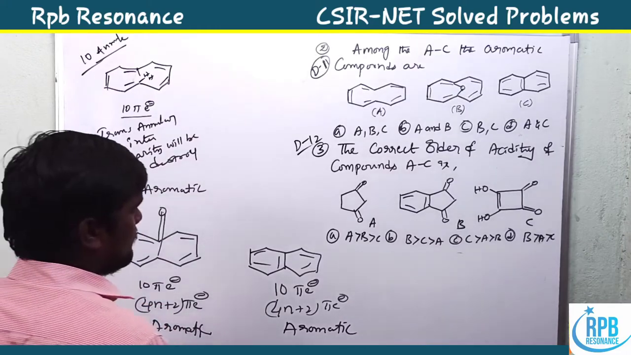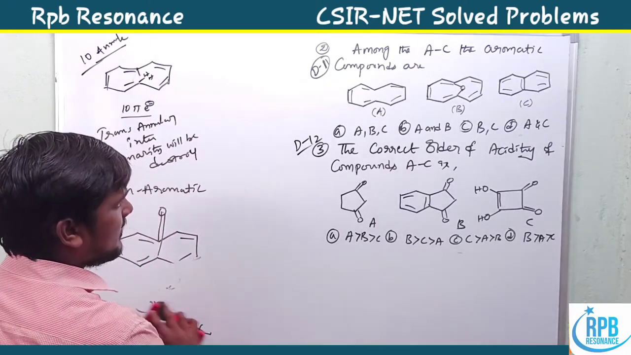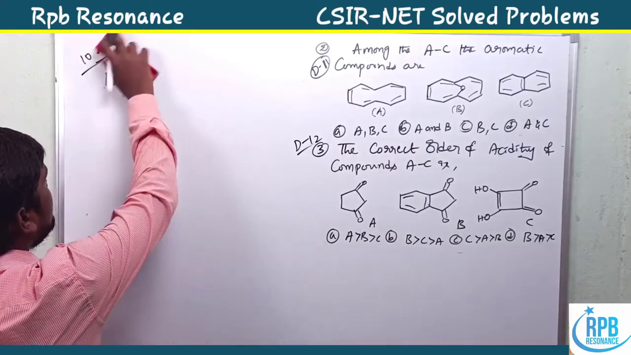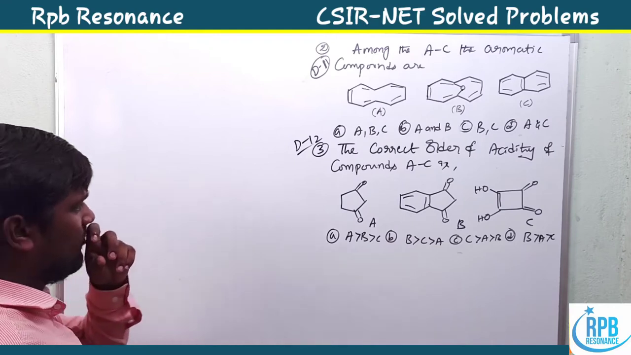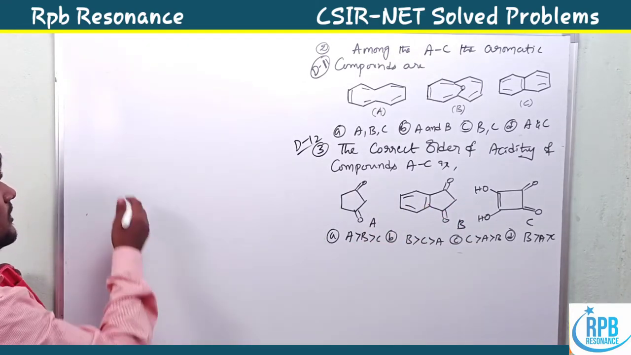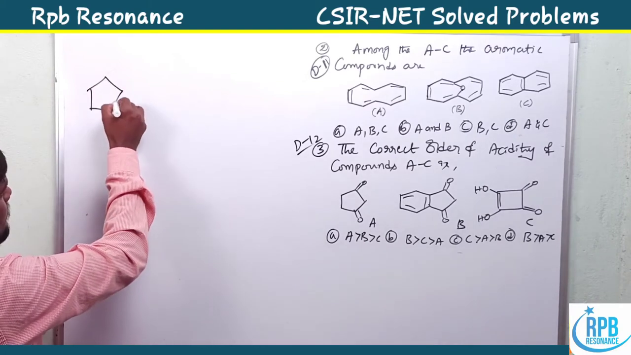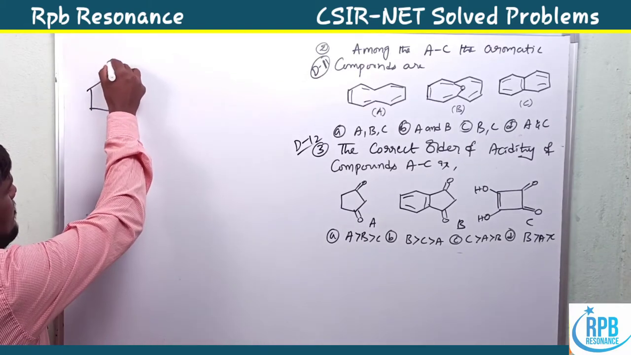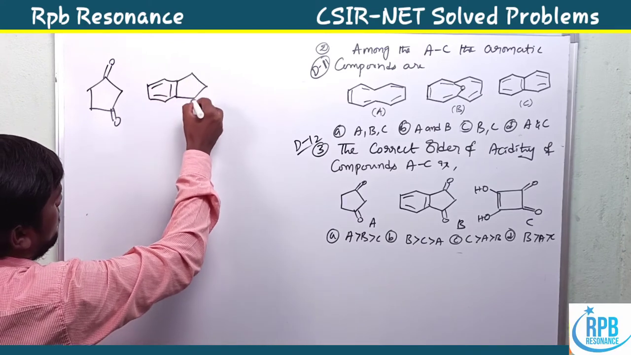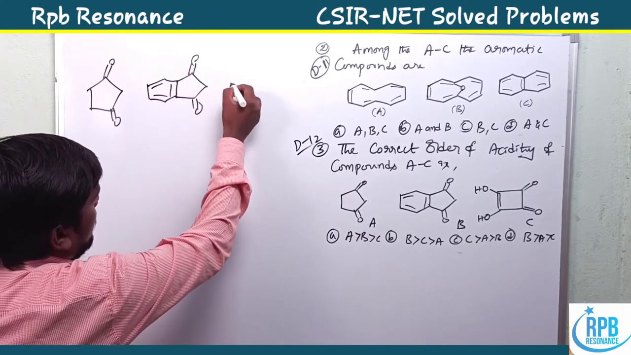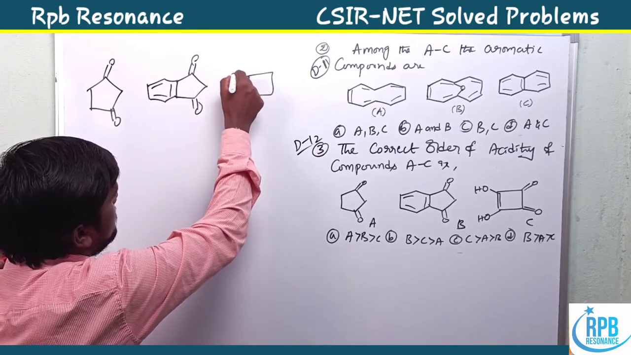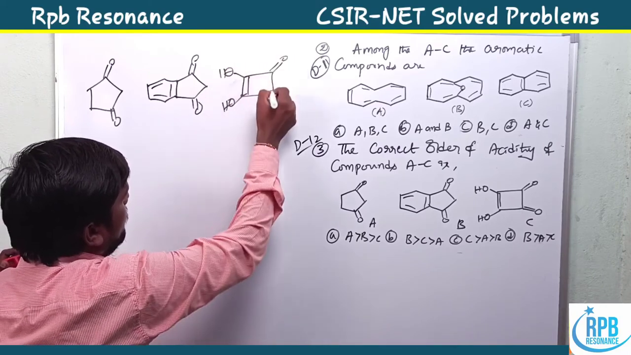Now let's move on to the third question. What is the correct order of acidity of compounds A to C? Okay, now they are given as three types of compounds. Let us discuss those corresponding systems. Here it is a carbonyl compound, here it is a benzene compound with carbonyl. Now the final system is a four-membered ring with OH, OH, double bond O, double bond O.